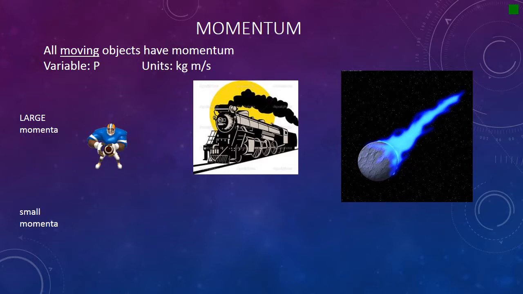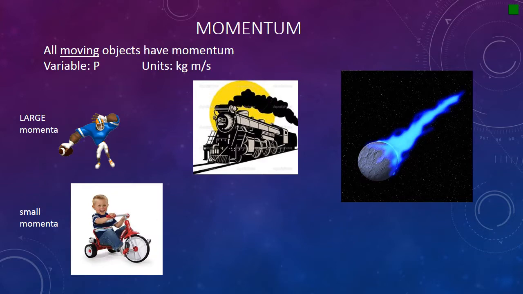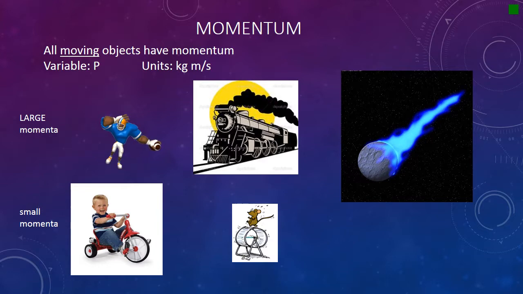On the other side of the scale is something with small momenta. So a toddler on a tricycle moving forward has some momentum, but they're going to be easier to stop or slow down than the football player. And even easier to stop and slow down than the toddler would be this mouse on a wheel. Now, technically, this mouse isn't moving forward, and the momentum that we have is the rotational momentum of the mouse wheel. So that's a type of momentum, but the mouse itself, in terms of moving, doesn't have any momentum.